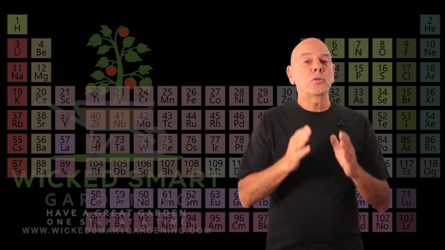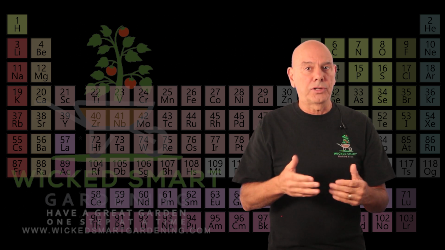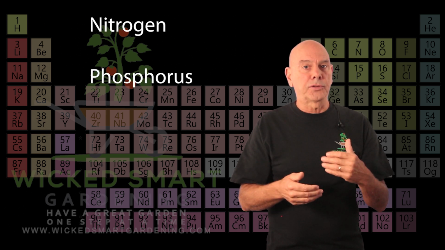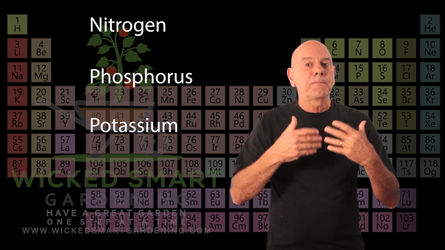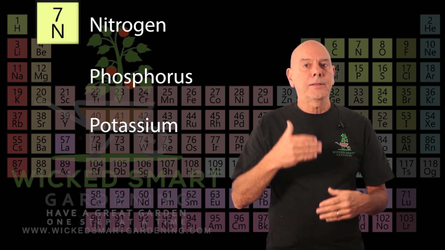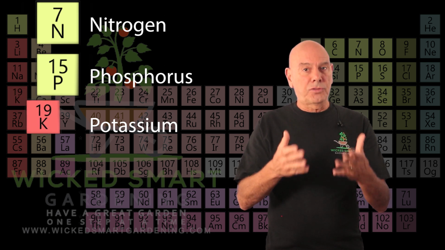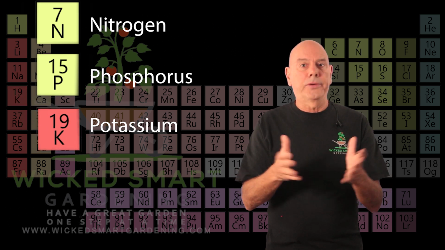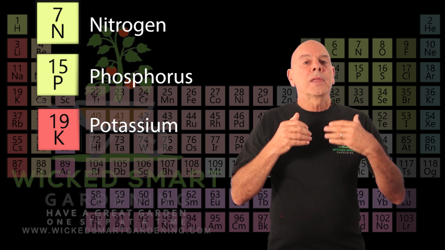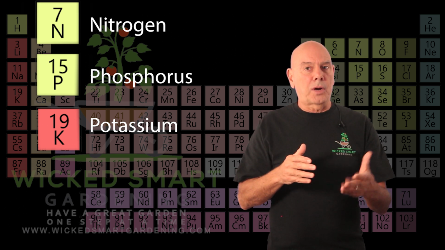Now, the three most important building blocks after carbon, hydrogen, and oxygen are nitrogen, phosphorus, and potassium. These are the N, which is the chemical symbol or abbreviation for nitrogen, the P, which is the chemical symbol for phosphorus, and the K, which is the chemical symbol for potassium. Don't ask me why it's a K. These are the big three, and our plants need these building blocks to prosper.